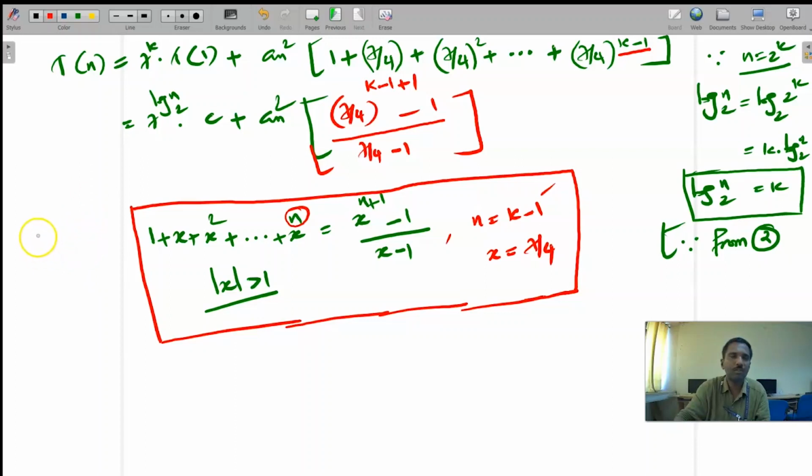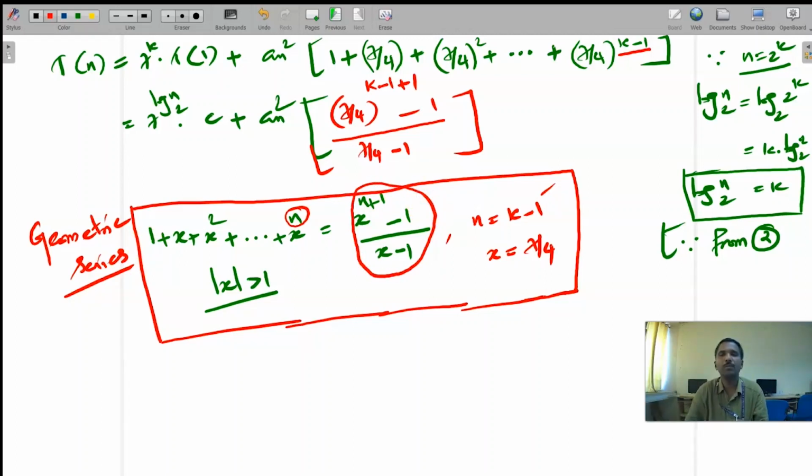This is a geometric series. This is simplified using this expression: x power n plus 1 minus 1 by x minus 1. Here x is 7 by 4. So we have 7 by 4 whole power n plus 1. n plus 1 is k minus 1 plus 1, minus 1, divided by x minus 1. x is 7 by 4, 7 by 4 minus 1.